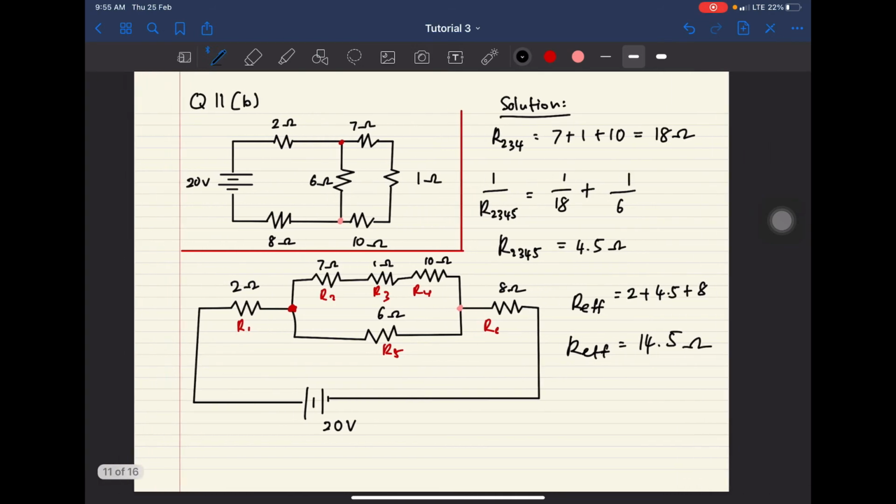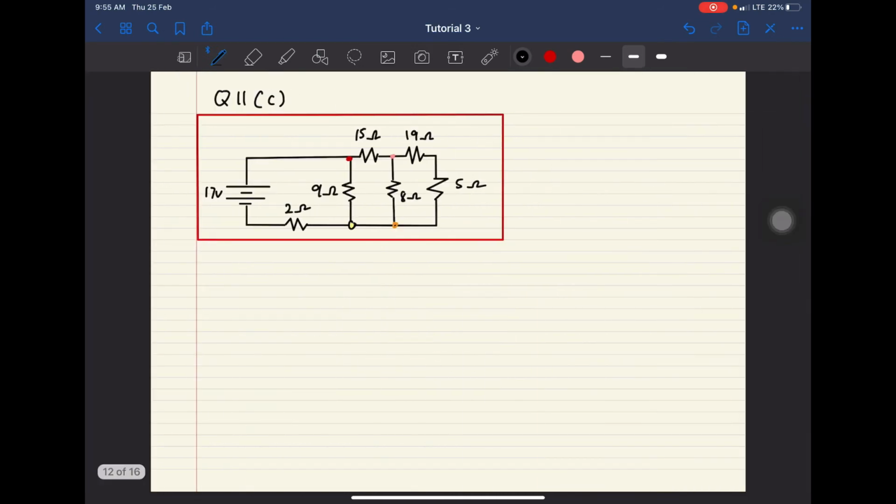Okay, and then moving on to question 11C. Okay, now again similar to the previous one, try to redraw. I start straight away. Start from the positive terminal and meet up the first junction that I call red there.